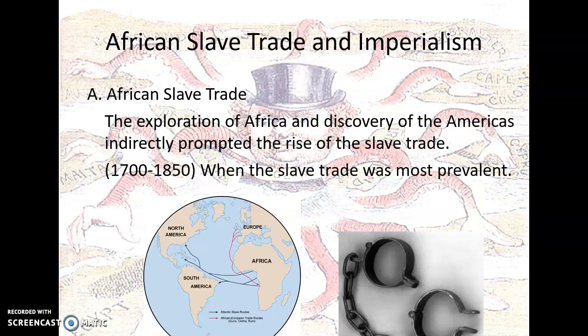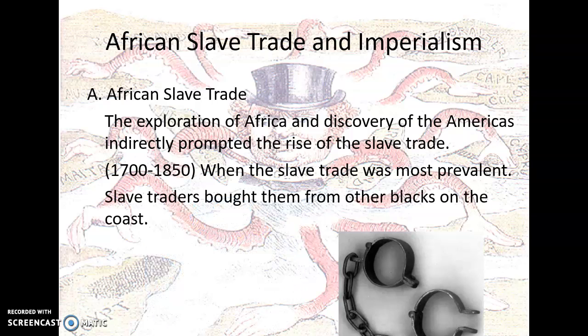From 1700 to 1850, this was when the slave trade was most prevalent. The slave trade proved to be very profitable for some and expanded rapidly. It is estimated that about 9.5 million African slaves were brought over to the Americas and Europe. The slave trade will die out between 1870 and 1880.